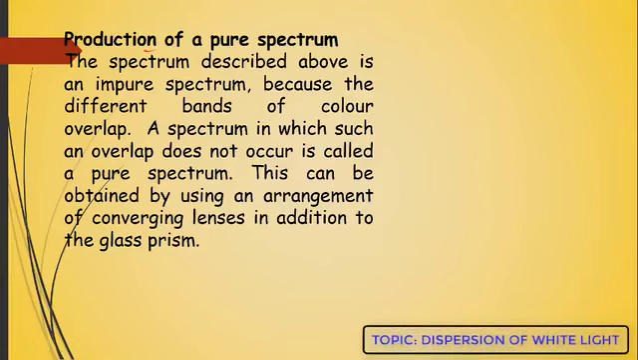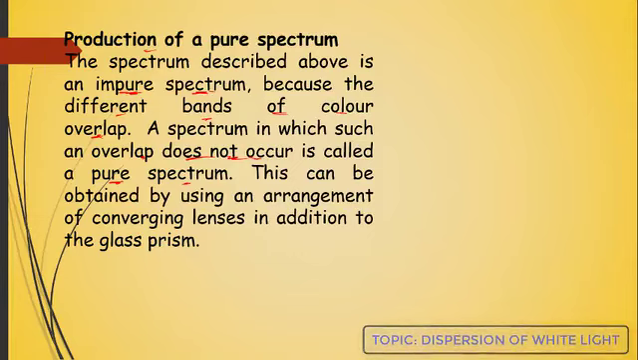Production of a pure spectrum. The spectrum that we described above is called an impure spectrum. Why is it called an impure spectrum? It is called an impure spectrum because the different bands of color overlap with each other. For a spectrum to be pure, the band of colors should not overlap with each other. When that overlap does not occur, we have a pure spectrum. But when an overlap occurs between the different bands of colors, we call it an impure spectrum.